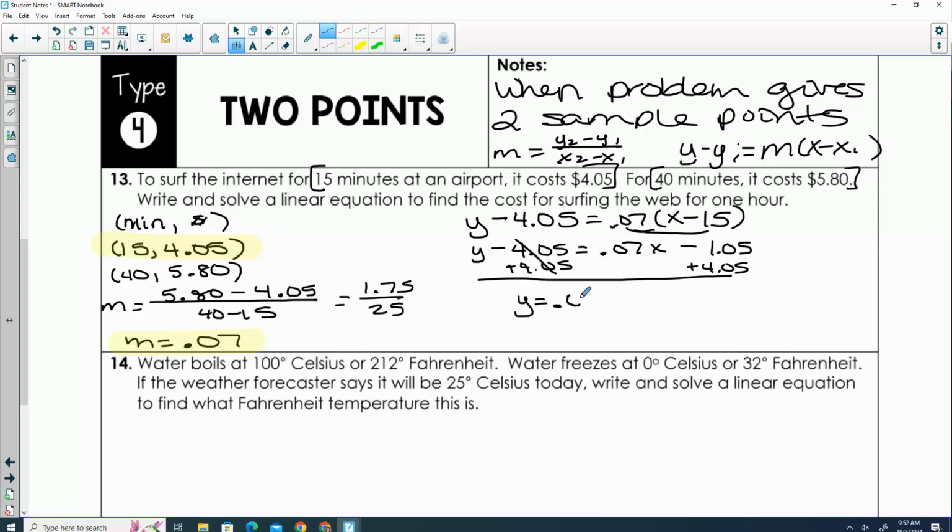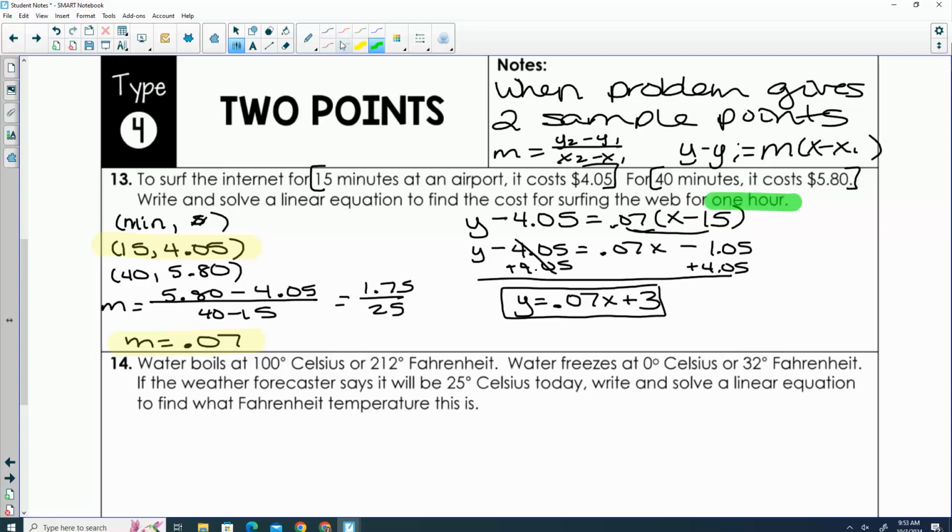Y equals 0.07x plus 3. That is my equation. So you have to have that. I need to be able to find it on your papers. So box it in or something so I can tell that you've recognized this is the equation. Now we have to solve the second part of it. It wants an equation to find the cost for surfing the web for 1 hour.